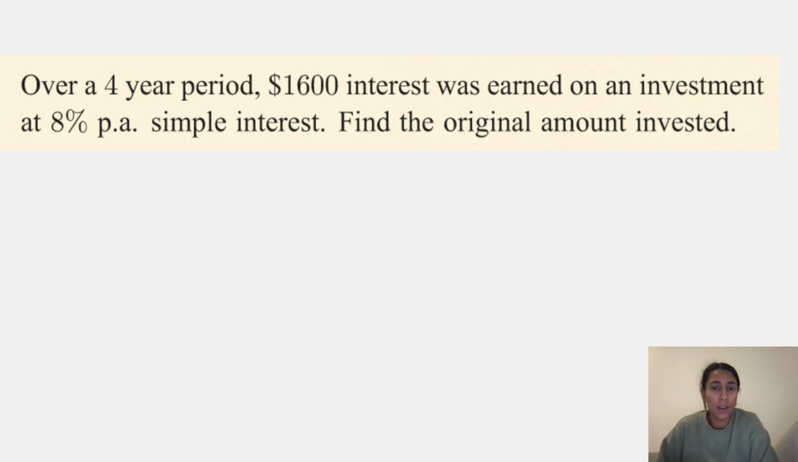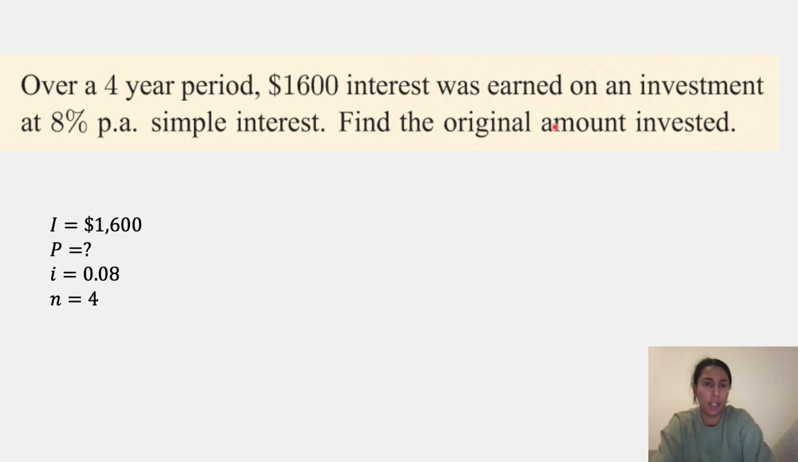All right, so now we're going to look at one of the variations of the equation. So let's have a look at this one. Over a 4-year period, $1,600 interest was earned on an investment at 8% per annum simple interest. Find the original amount invested. So I know from this the original amount is going to be my principal. I also know that number of years is 4. I know that my interest rate is 8%, which would be 0.08, and the interest earned was 1,600.